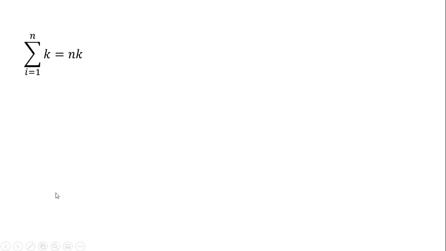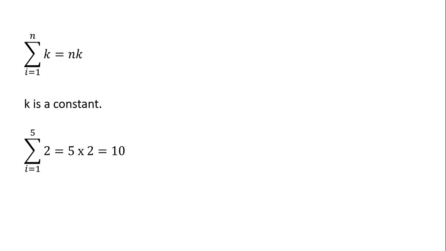Another important property of summation notation is the following. k is going to be a constant. So for example, we have 5 observations and the constant is 2. If we're going to add up that constant across 5 observations, we'd get 5 times 2, or 10.